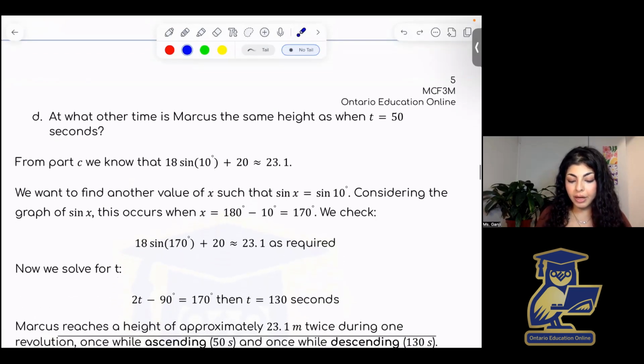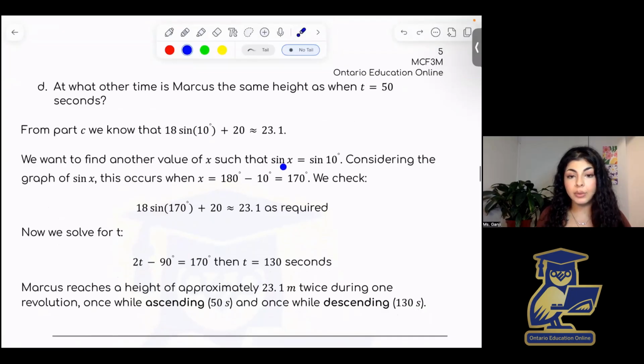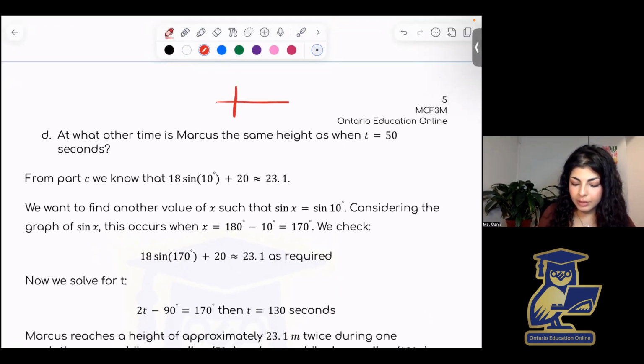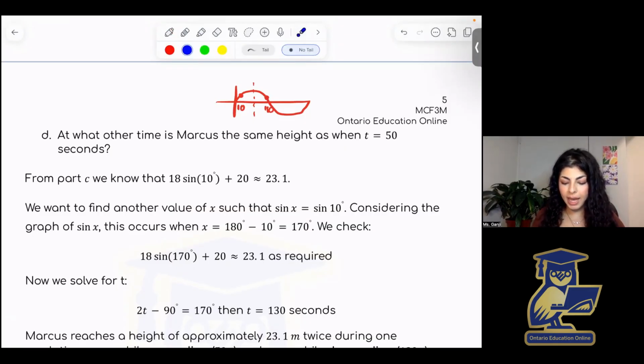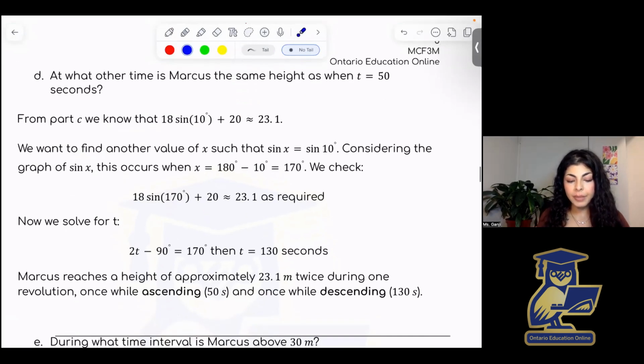So we want to find another value of x such that sine of x is equal to sine of 10 degrees. So considering the graph of sine of x, again, consider this graph here. One option here is at 10, but knowing that this is symmetrical about 90, the other point is here, and knowing that this is 180, this is just 180 minus 10, or 170 degrees. And we can now double check. 18 times sine of 170 degrees plus 20 is approximately 23.1 as required.